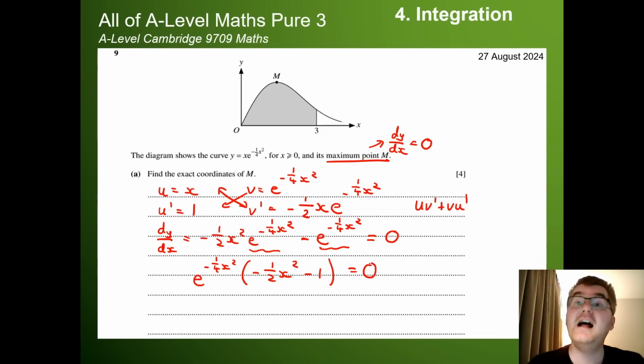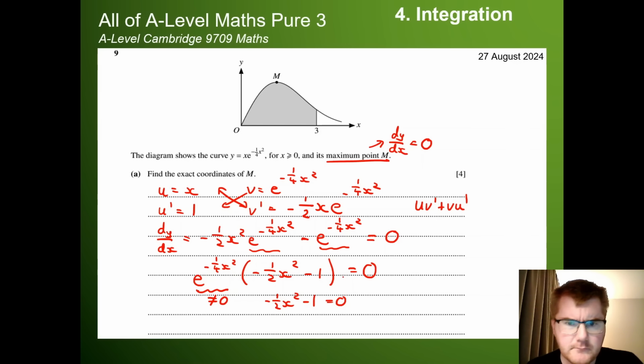And the really good thing about these kind of functions is this can never be equal to 0. So we just focus on our quadratic. So minus a half x squared minus 1 is equal to 0. And a little bit of rearrangement here goes a long way to find our answer. Again, as I'm going through this, I'm double checking and I'm going, okay, we've got a minus here, but remember it's plus in our formula, so there should be a plus here. So again, always double checking as we go through.